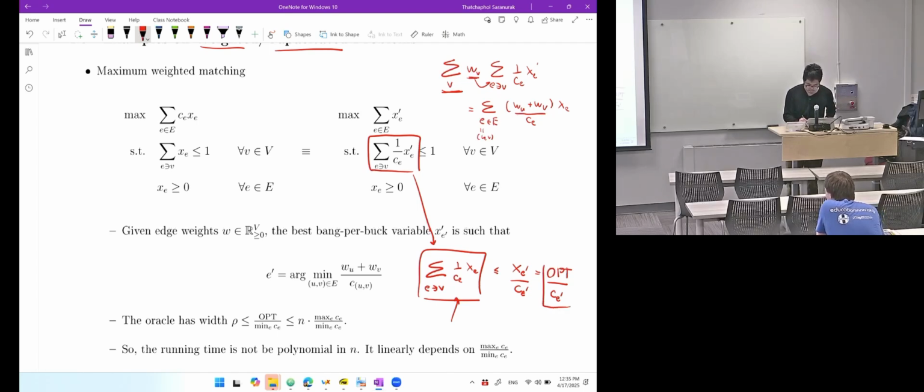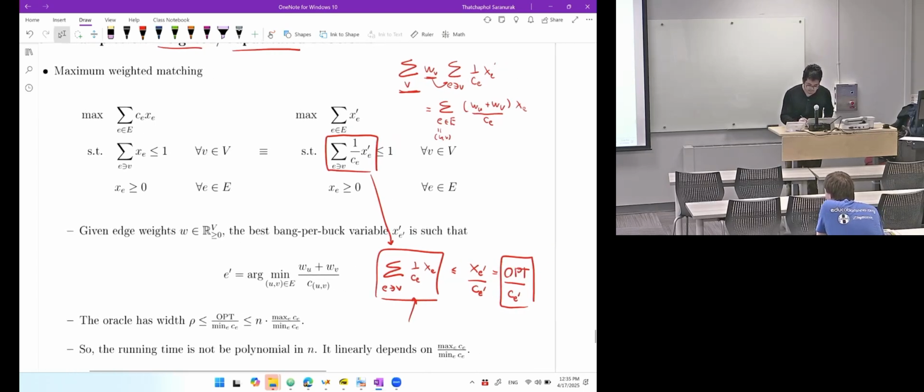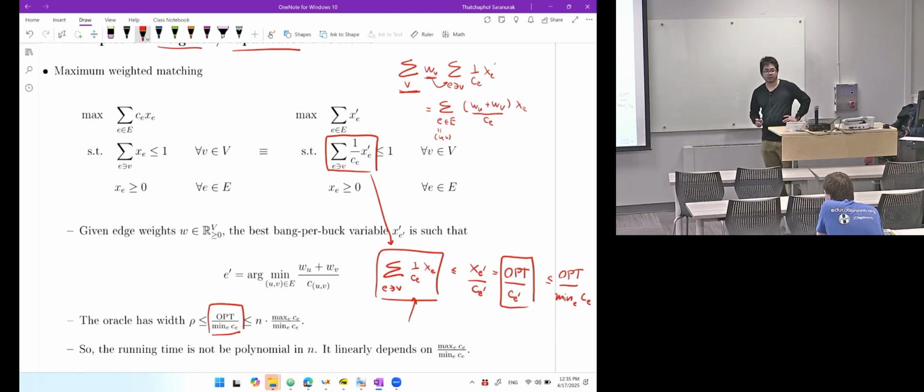So in general, this thing can be as bad as opt over min e c e. So this is going to be our width. Okay. And how big can opt be? There can be n edges in the matching. Each edge can have cost as big as max c e. So this is the width at most. We can bound the width in this way.